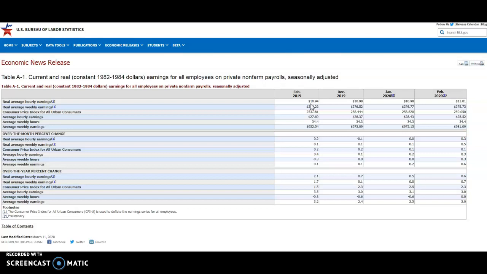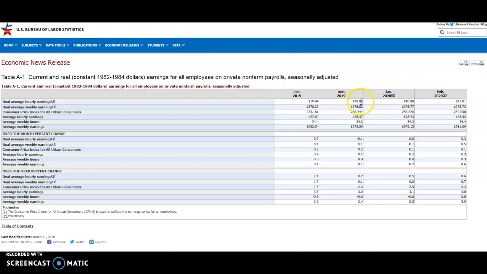And once you've done these conversions, you can do this. For example, if we look at real average hourly earnings from February 2019 to February 2020, well, they went up from 10.94 to 11.01. So workers over the course of a year effectively got, what is that, 7 cents more on average per hour in purchasing power. From December 2019 to February 2020, they went from 10.98 to 11.01. Again, an increase of about 3 cents in real purchasing power. And then from January 2020 to February 2020, same thing, about 3 cents in increased purchasing power.